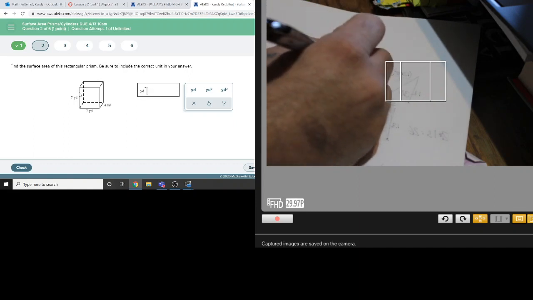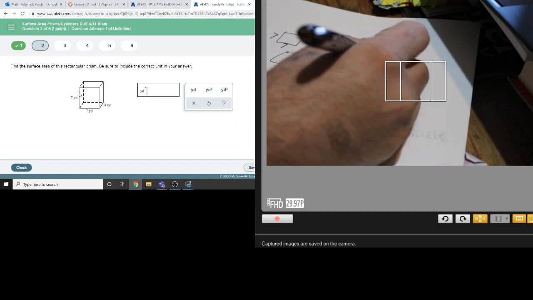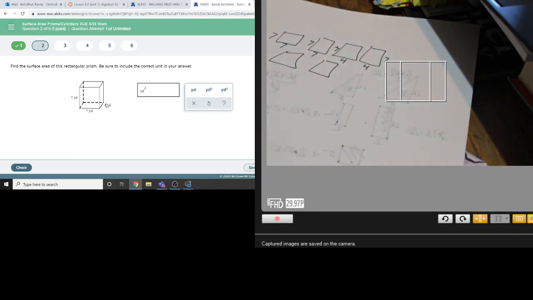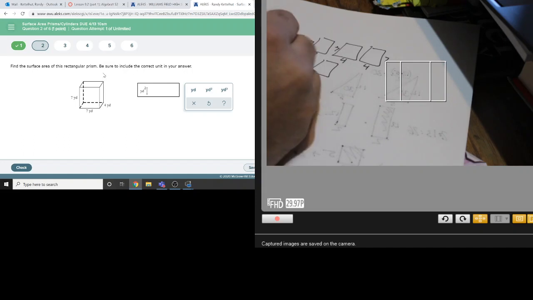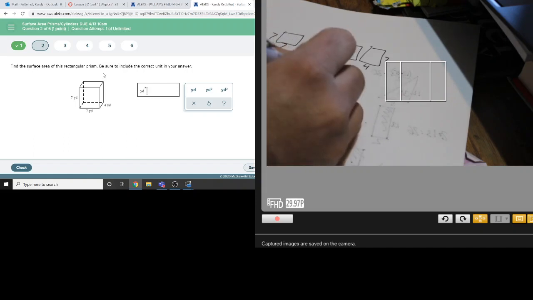So we have 4 and 7, 4 and 7. And then we have the last pair. So we did the front and back, we did the right and left. Now we have to do top and bottom. So the bottom is 7x4 and the top is also 7x4. So we have the 7x4 and the 7x4.